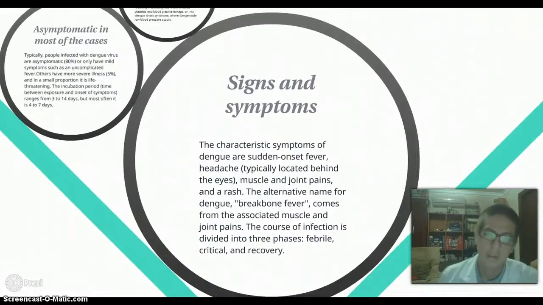Signs and symptoms. The characteristic symptoms of dengue are sudden onset fever, headache, typically located behind the eyes, muscular and joint pains, and a rash. The alternative name of dengue, breakbone fever, comes from the associated muscle and joint pains. The course of infection is divided into three phases: febrile, critical, and recovery.